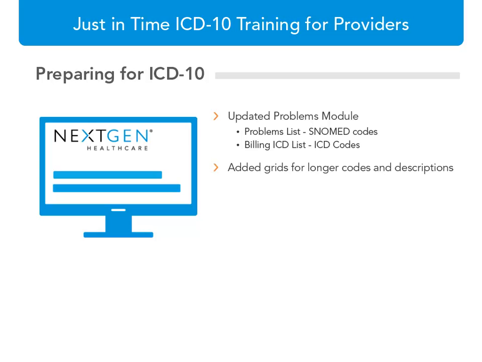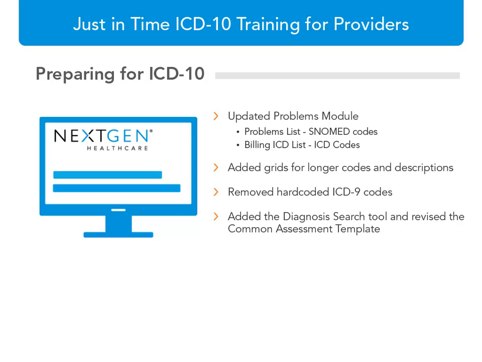Problems and billing diagnoses have been moved into grids, both in the Problems module and on most templates, to accommodate the longer codes and descriptions of ICD-10. In addition, hard-coded ICD-9 codes were removed from templates that include orders that pass charges into the superbill. A new diagnosis search tool was added, and the common assessment template was revised.